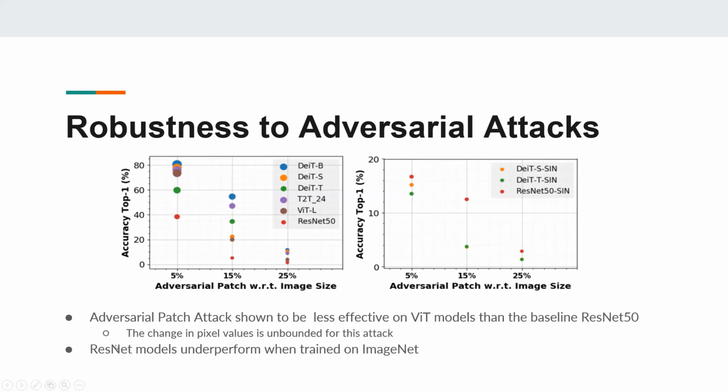Again, as we just saw, when looking at the sin models instead, the ResNet model actually performed slightly better than its relative DeiT models, although we are looking at much lower top one accuracy scores as compared to the left-hand side here.